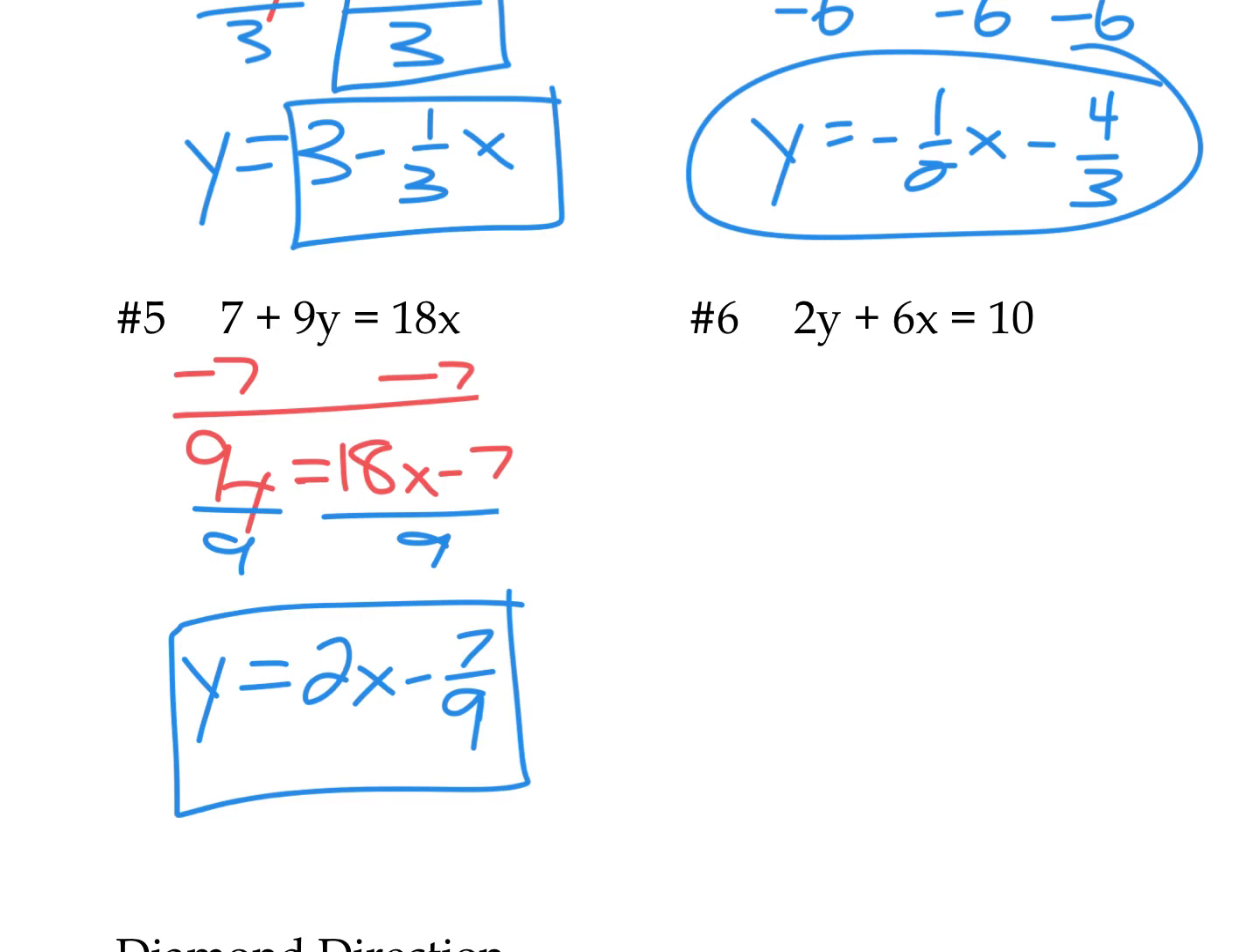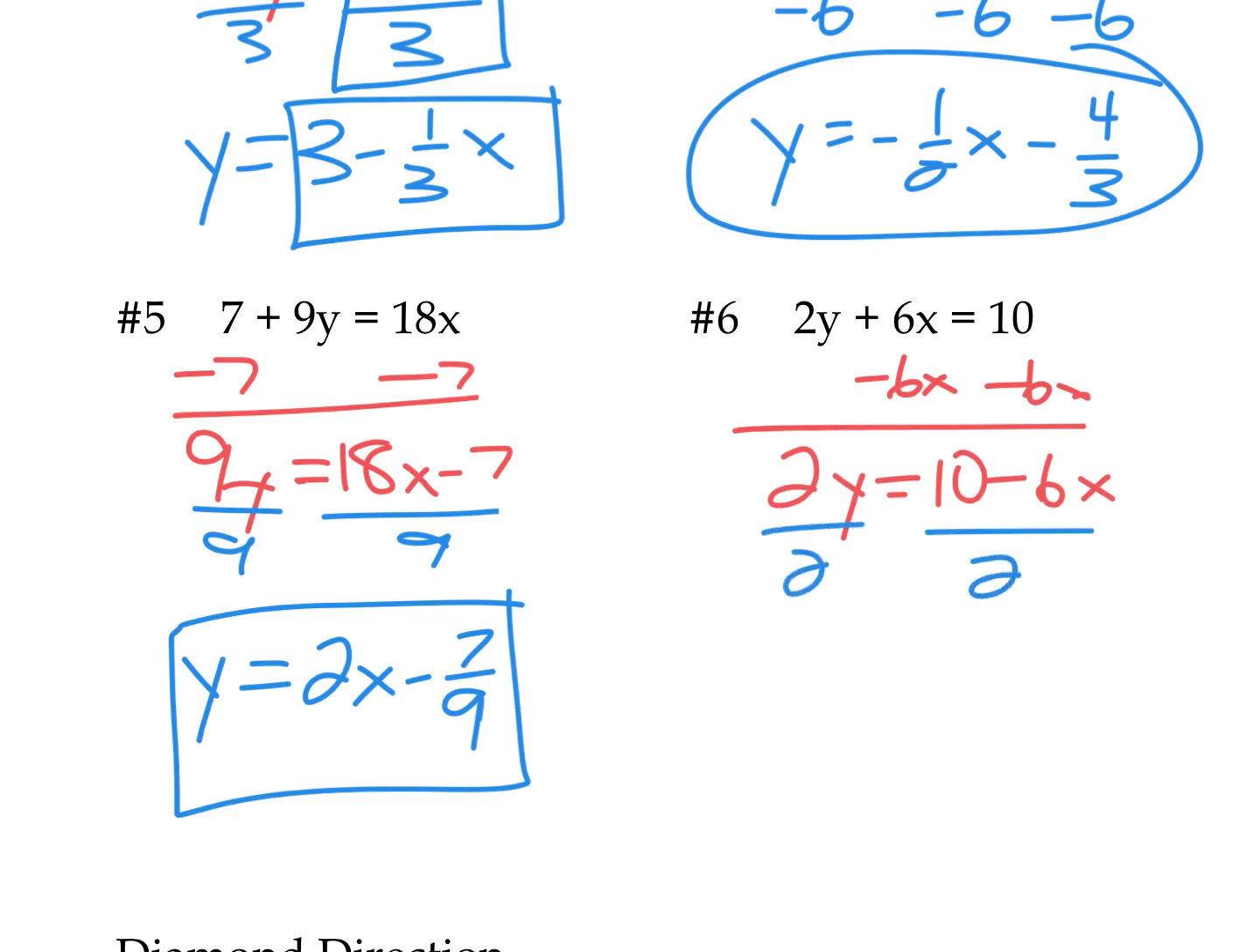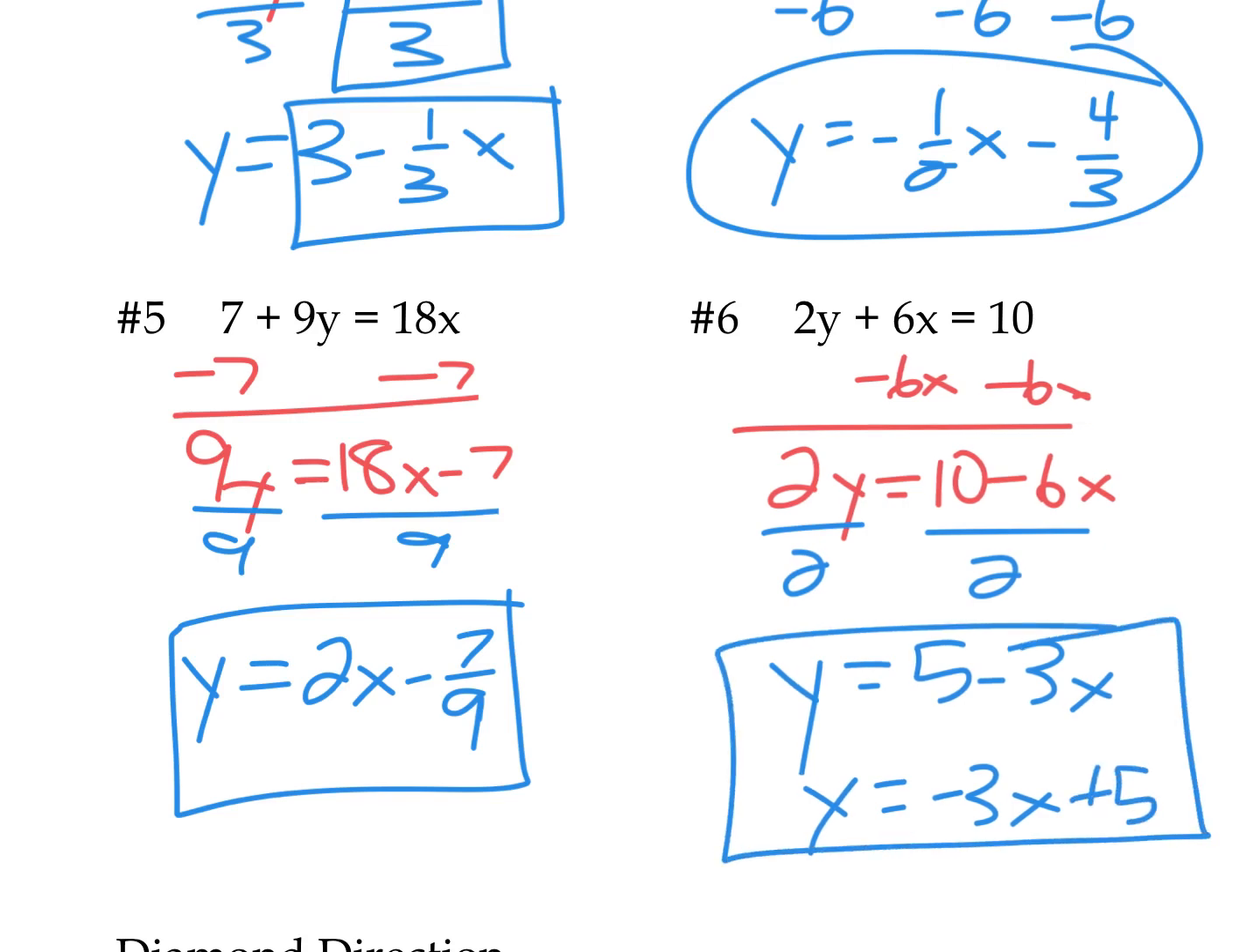This next example, I'm going to subtract 6x on both sides. And I'm going to get 2y equals 10 minus 6x. If you write that as negative 6x plus 10, it's the same thing. That's fine. You can do that as well. Now when I divide by 2, I'm going to get y equals 5 minus 3x. That'd be the same as y equals negative 3x plus 5. Those are both the same thing. The negative 3x and the positive 5. So either one of these would be acceptable. That's y by itself equaling something in terms of x.